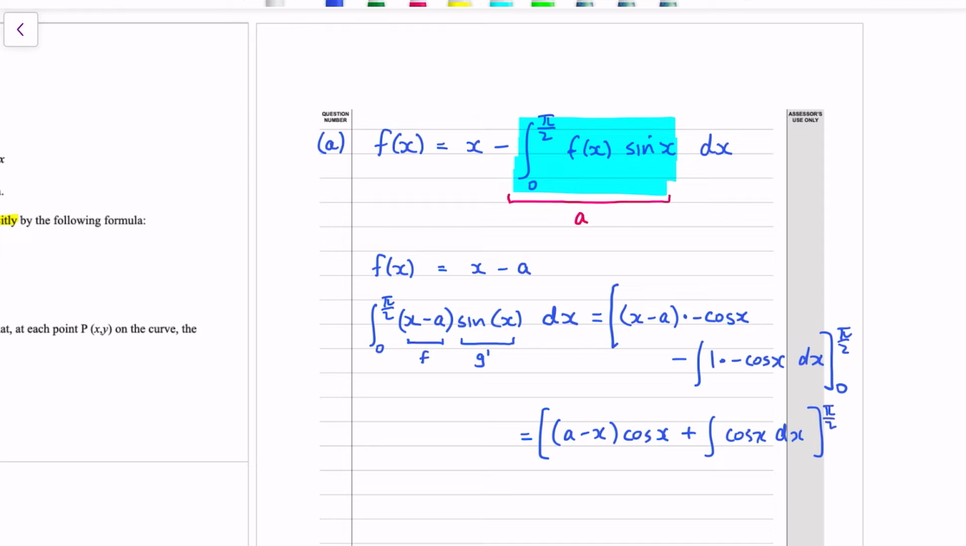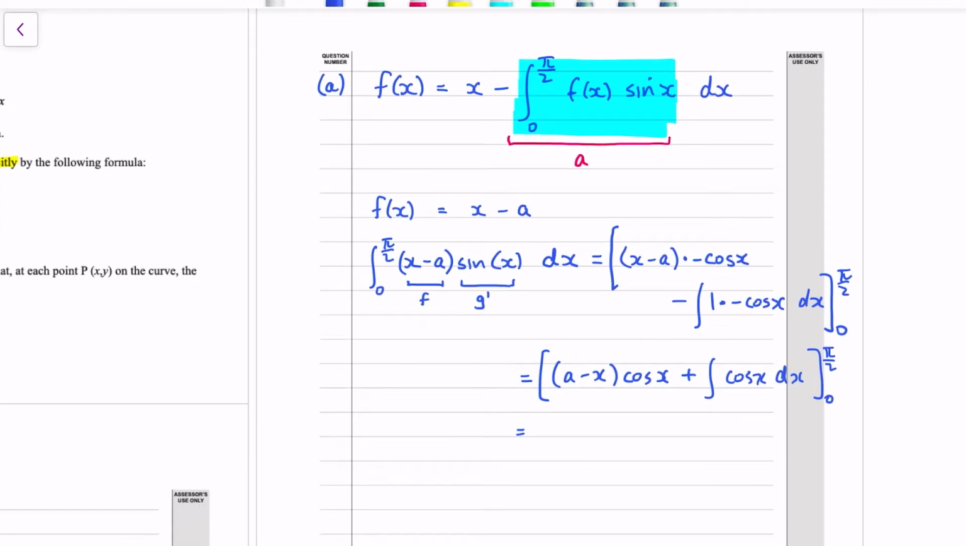Now that integral on the right hand side, the integral of cos, is an easy integral. a minus x times cos plus sine, between pi over 2 and 0. Let's see what happens when we sub in these limits. Cos of pi over 2 is 0, so that whole first thing disappears. Sine of pi over 2 is 1. Then we minus the value when we sub in 0. We get cos of 0 is 1, and a times cos of 0 is a. Careful with brackets and minuses here. And then sine of 0 is 0. So we get that.